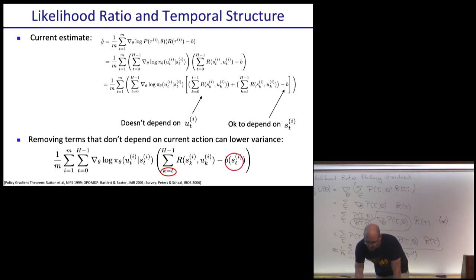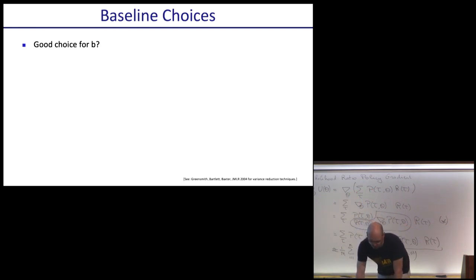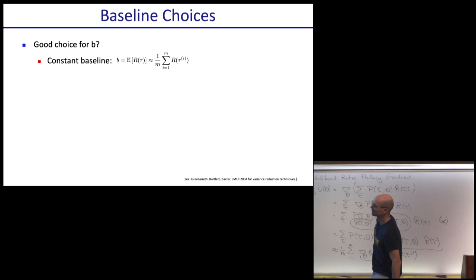OK. So what might be some good choices for B? You can take a constant baseline, which is just the average reward along the trajectory. We know we can take any constant there. It's fine. It'll always still be a correct policy gradient. But the benefit we get from using something more precise is that we reduce the variance, and we need fewer samples to get a precise estimate of our policy gradient. So this is one thing we can fill in, but it's not that great. It doesn't exploit any temporal aspects.